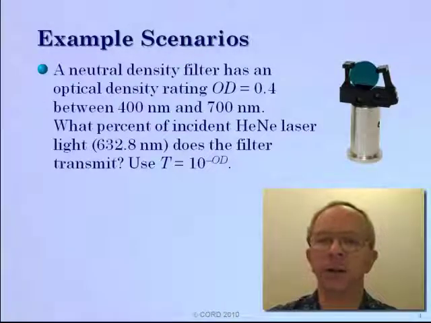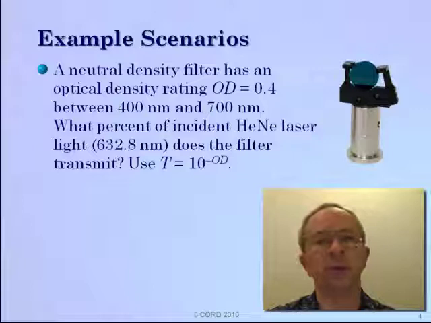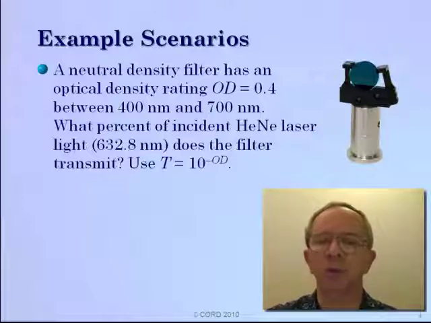Here's an example scenario, the kind of problem that you may encounter as a photonics technician. A neutral density filter has an optical density rating, OD equals 0.4, between 400 and 700 nanometers of wavelength. So if we have incident helium neon laser light at 632.8 nanometers, how much of that light is going to be transmitted through there? Well, we have a formula, T is equal to 10 to the minus OD power. So we'll have to use powers in order to solve that, and some logarithms.